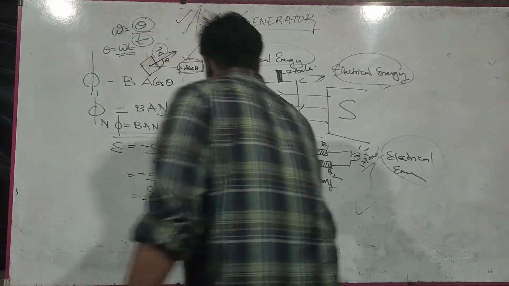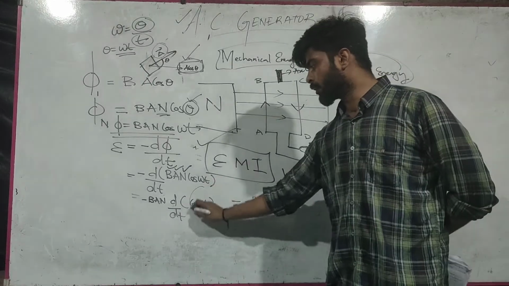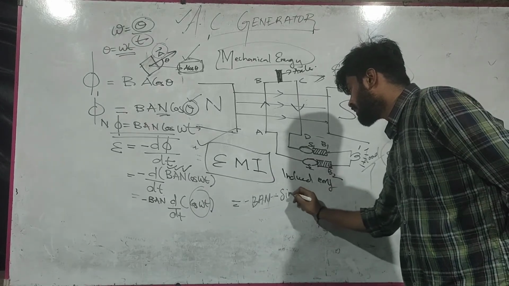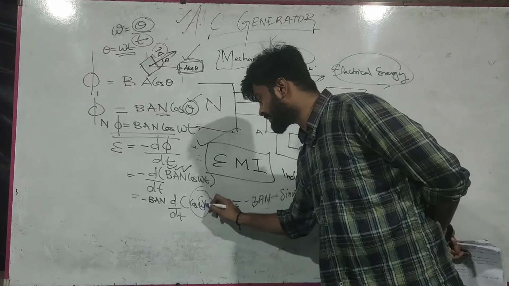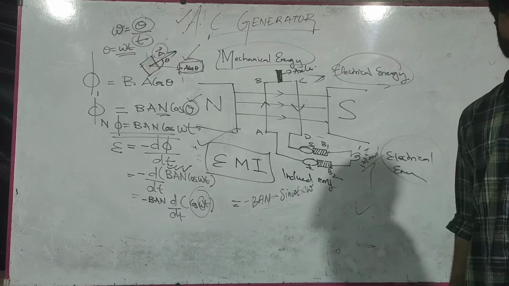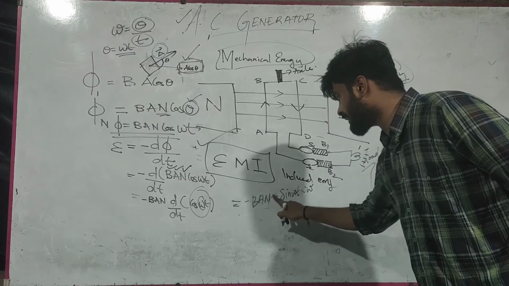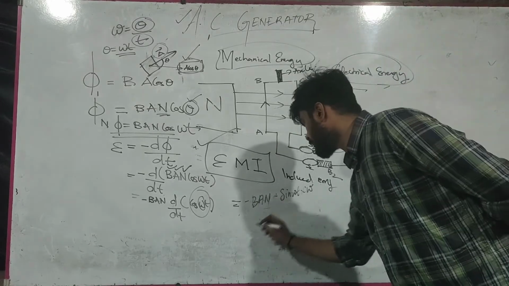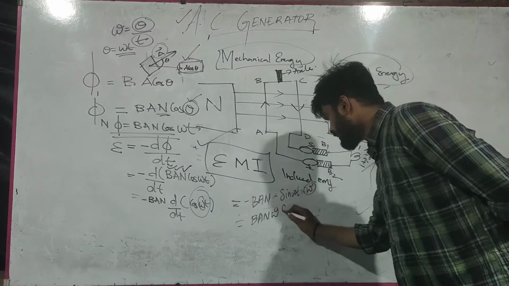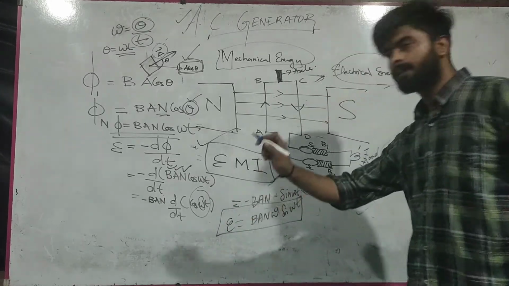On differentiating, the differential of cos omega t is minus sin omega t, multiplied by omega, since omega is a constant and this is differentiation. Now the negative sign and negative sign become positive. So you can write BAN omega sin omega t. So this is the induced EMF in the case of an AC generator.